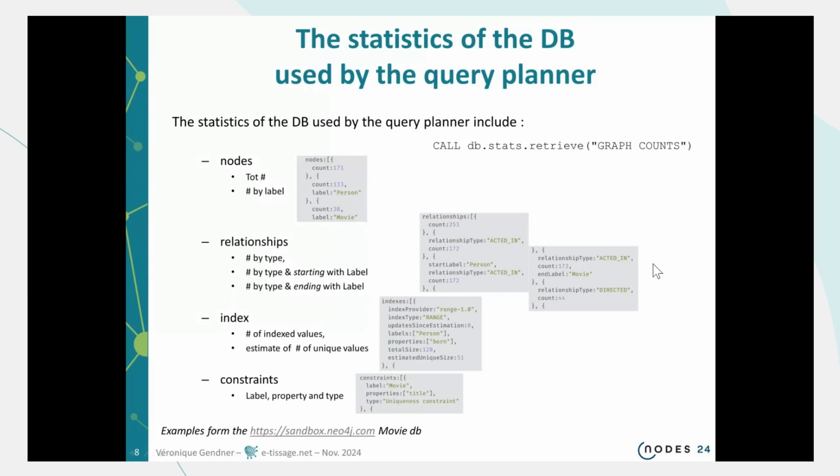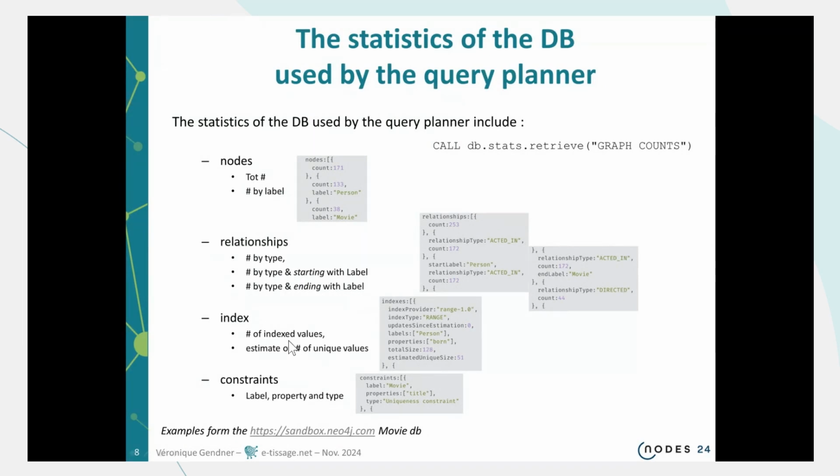The statistics of the database used by the query planner include the following. If you want to check those of the current database you're running, you can call this db command, and it will return a JSON object that looks like the excerpt you can see in the gray area of the slide. It includes counts about nodes, total number, and number by label, counts about relationships by type, but also by type together with the starting label, and by type together with the ending label.